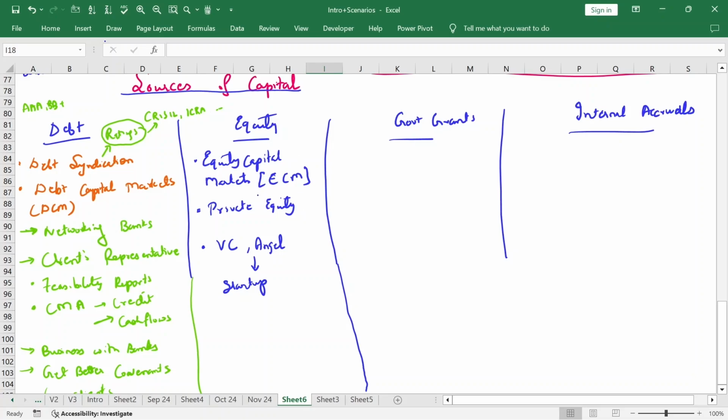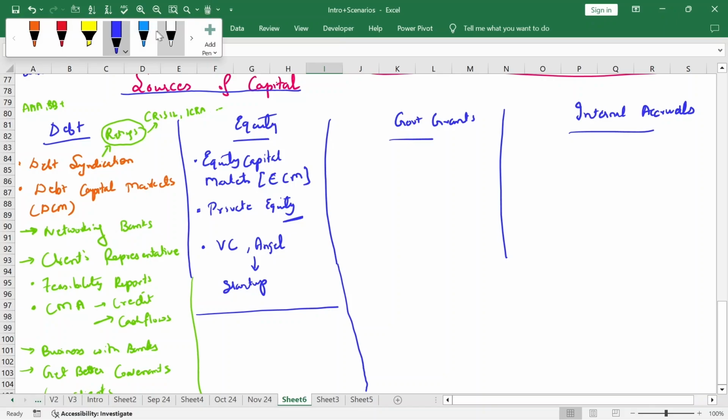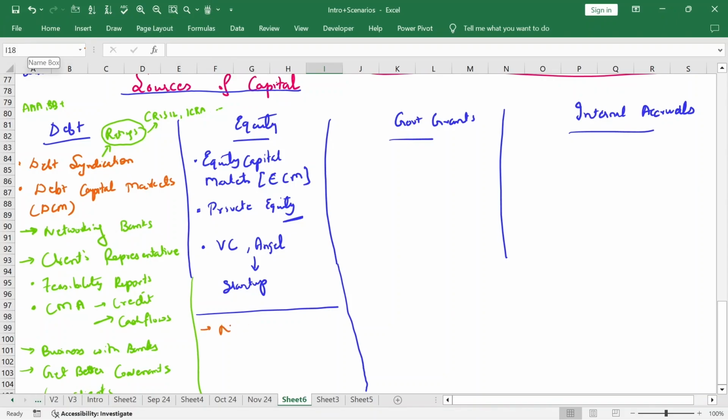In order to reach out to these investors, let's say you are sitting as an analyst in the private equity group, you follow the same process as here. You will be networking with private equities. Private equities are nothing but financial investors. They have investment criteria.